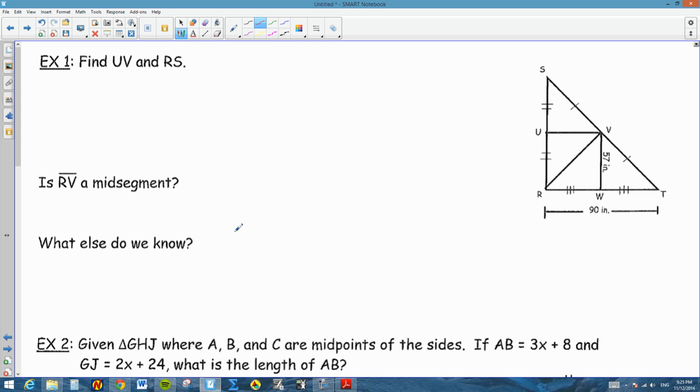Let's do one example here. Example 1: find UV and RS. So look at the picture. UV is right here. We are trying to find UV. So how do you find UV?